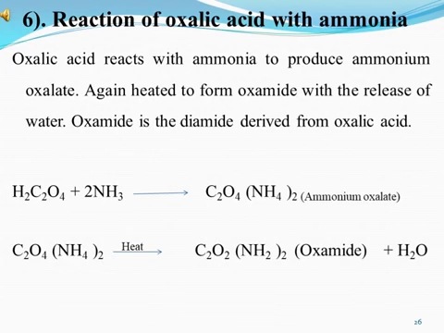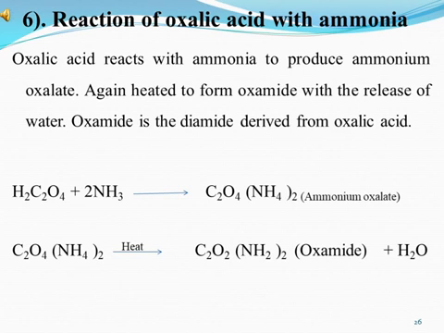Reaction of oxalic acid with ammonia. Oxalic acid reacts with ammonia to produce ammonium oxalate. Ammonium oxalate is again heated to form oxamide with the release of water. Oxamide is the diamide derived from oxalic acid.